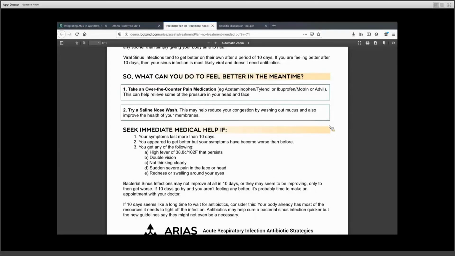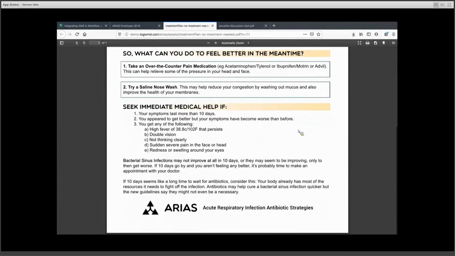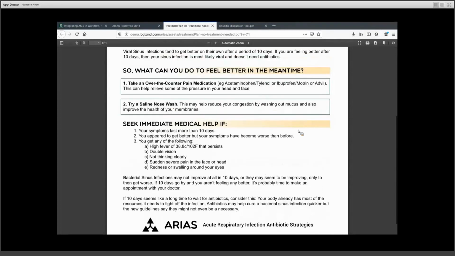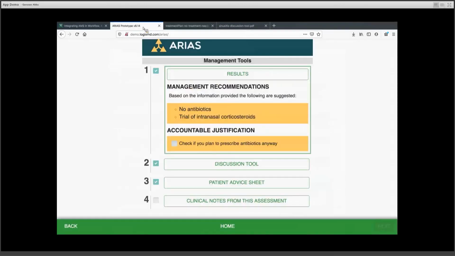So this is similar to a viral prescription. And then the contingency plan. So what do I do if I don't get better? And to address some of the things, like red flags or worsening symptoms. So this advice sheet is appropriate to the recommended treatment. If we were to prescribe antibiotics, then that advice sheet is different.